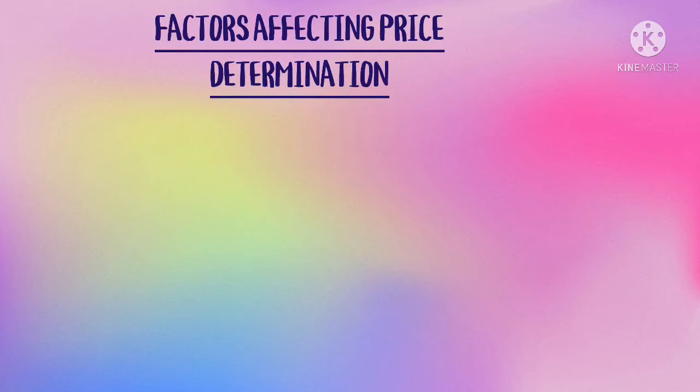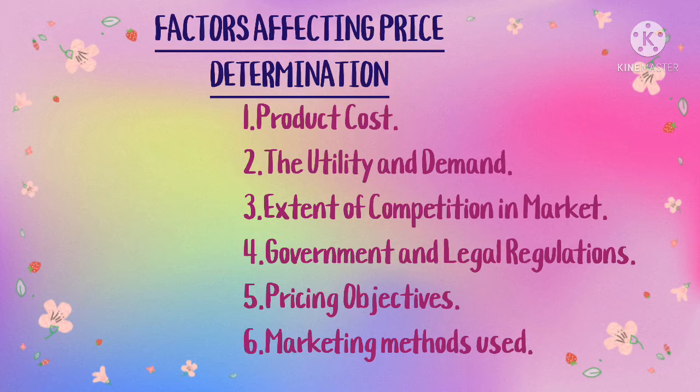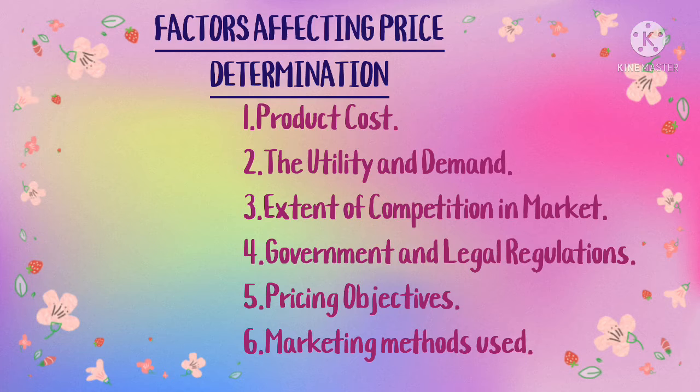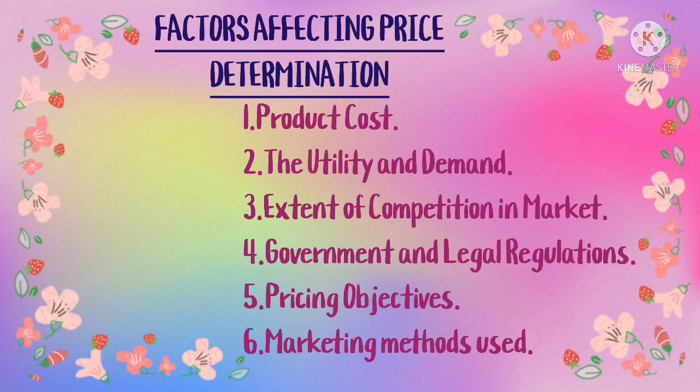Under the factors affecting price determination, there are about 6 points. They are: first, product cost; second, utility and demand; third, extent of competition in the market; fourth, government and legal regulations; fifth, pricing objectives; and the last one, the sixth point, is marketing method used. Now let us go into detail. First, let us start with what product cost means.